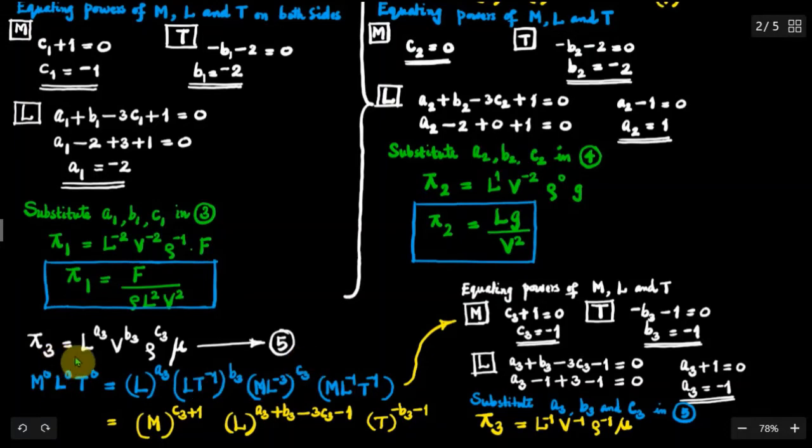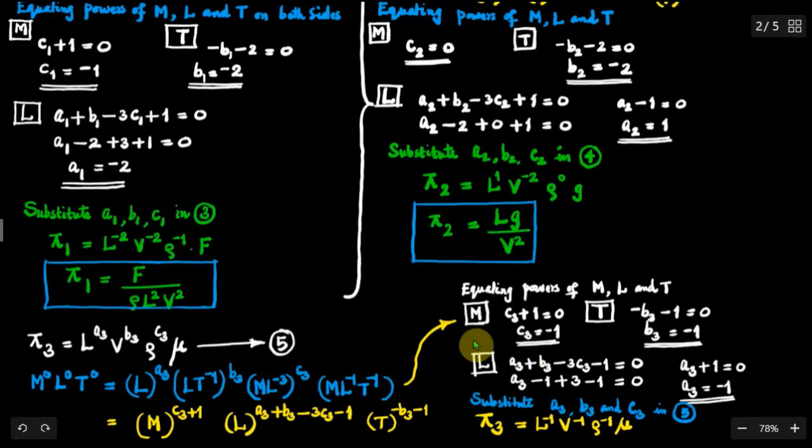Third pi term, pi 3, is equal to L raised to A3, V raised to B3, rho raised to C3. The indices are A3, B3, C3. Then into mu, the non-repeating variable mu. Now insert the dimensions. Left hand side M raised to 0, L raised to 0, T raised to 0. Right hand side L raised to A3, LT raised to minus 1 raised to B3, ML raised to minus 3 raised to C3, ML raised to minus 1, T raised to minus 1. So equating the powers of M, L and T as we did in the earlier cases.